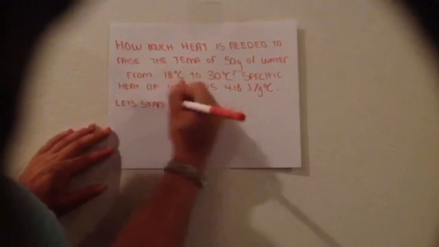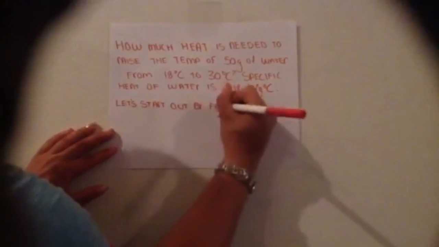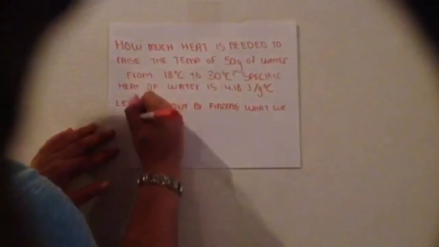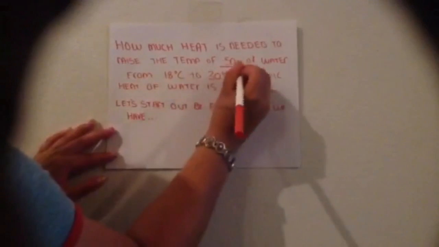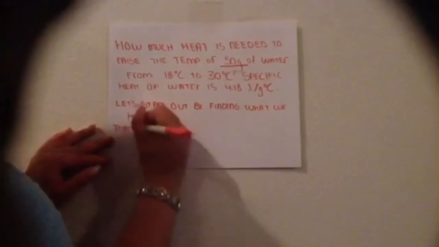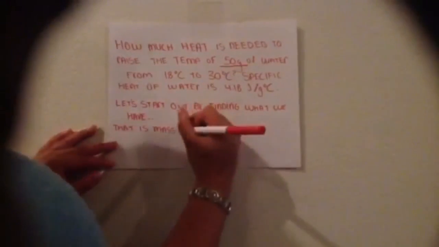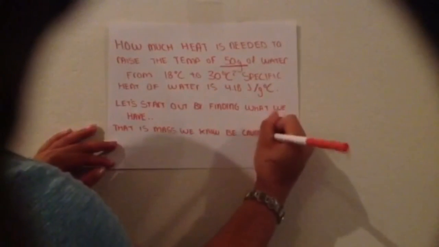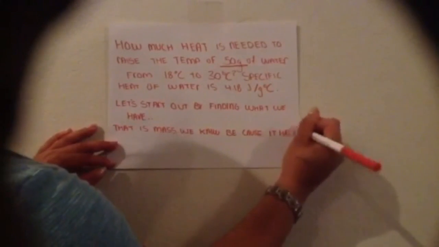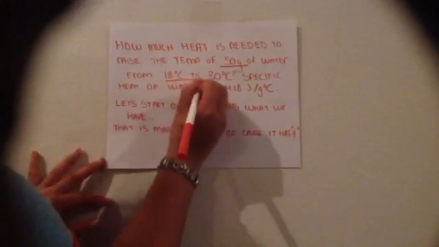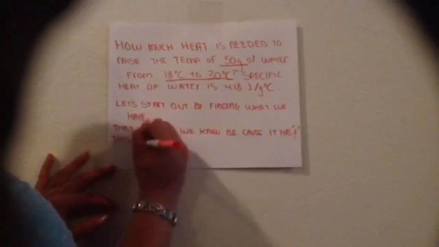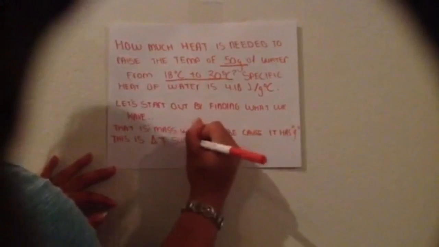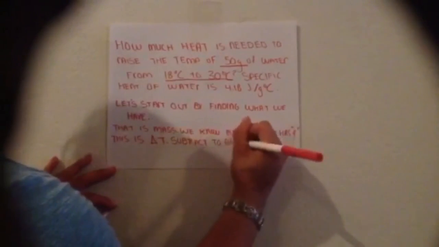So let's look at this problem. How much heat is needed to raise the temperature of 50 grams of water from 18 degrees Celsius to 30 degrees Celsius? Specific heat of water is 4.18 joules over grams Celsius. Let's start out by finding the variables that we have. We know we have mass because it's 50 grams, and grams is a unit of mass. 18 degrees Celsius to 30 degrees Celsius is a temperature change. Remember when I said they'll ask you to subtract it? This is when you're going to subtract it.